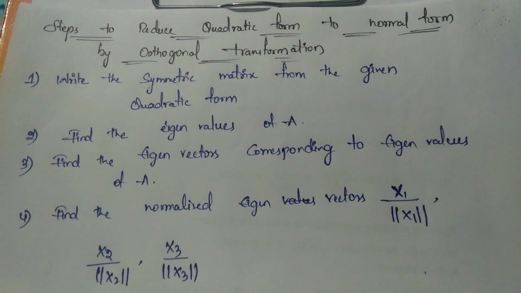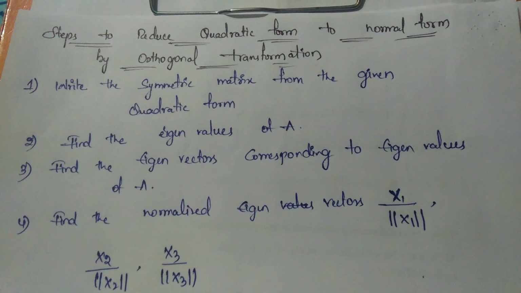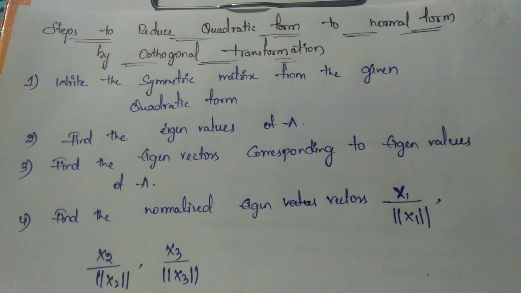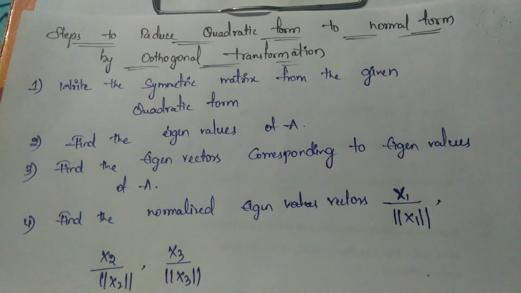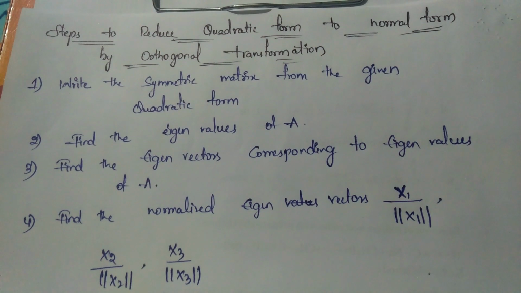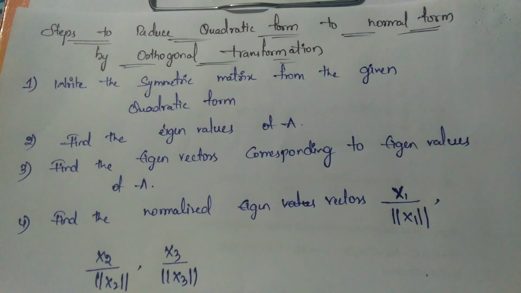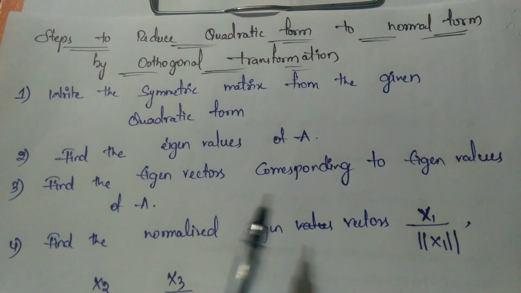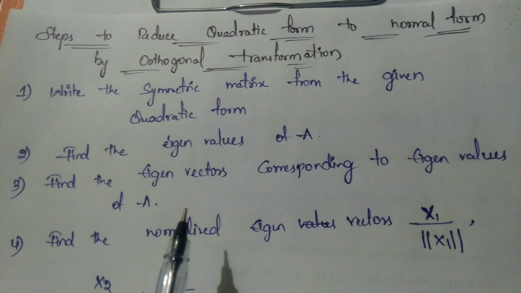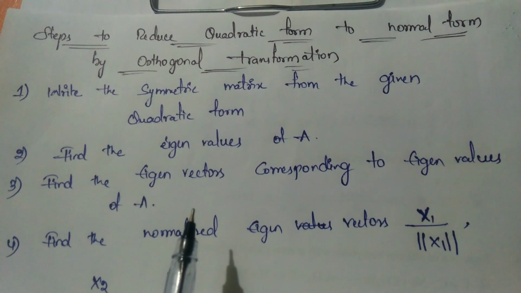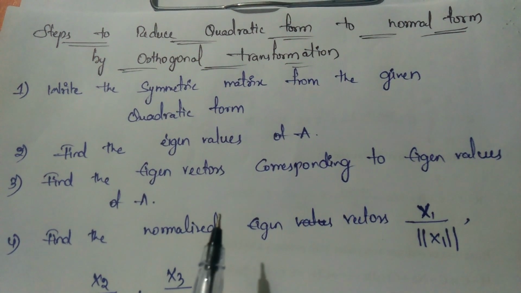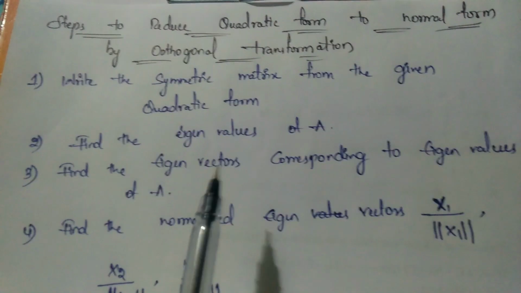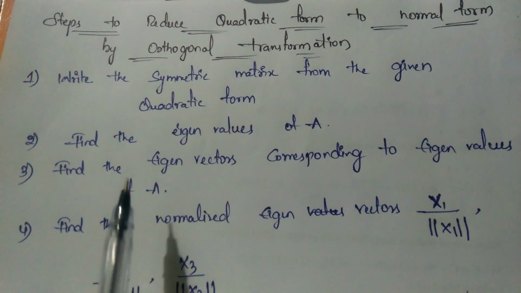Here we'll discuss the steps to reduce a quadratic form to normal form by orthogonal transformation. So we need to understand these steps. First step: write the symmetric matrix from the given quadratic form. In the previous video we discussed how to convert a quadratic form to a symmetric matrix and a symmetric matrix to a quadratic form. In the same way, you need to convert the quadratic form to the symmetric matrix.